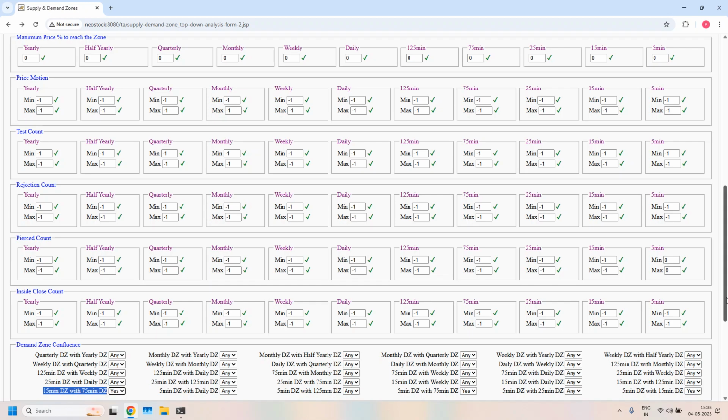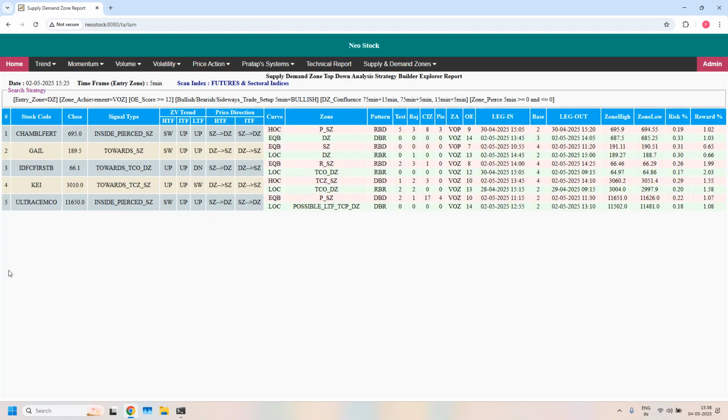With all the 3 filters, we got 5 stocks. In all the 5 stocks, these 5 minute demand zones are overlapped with 15 minute demand zones. Both together again overlapped with the 75 minute demand zone. And the 75 minute trend is up in 2 stocks.